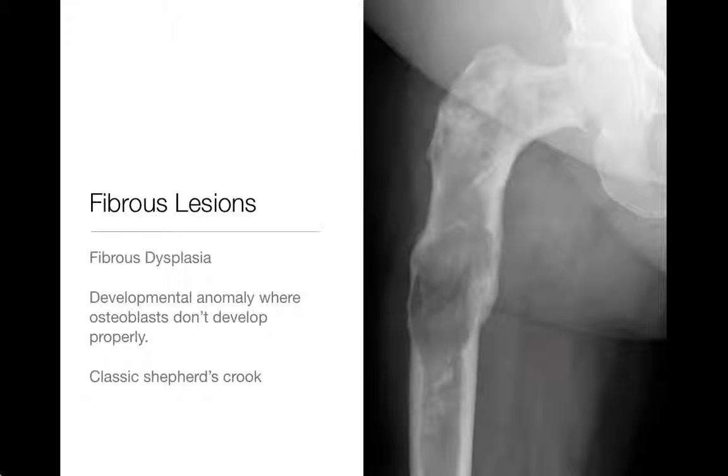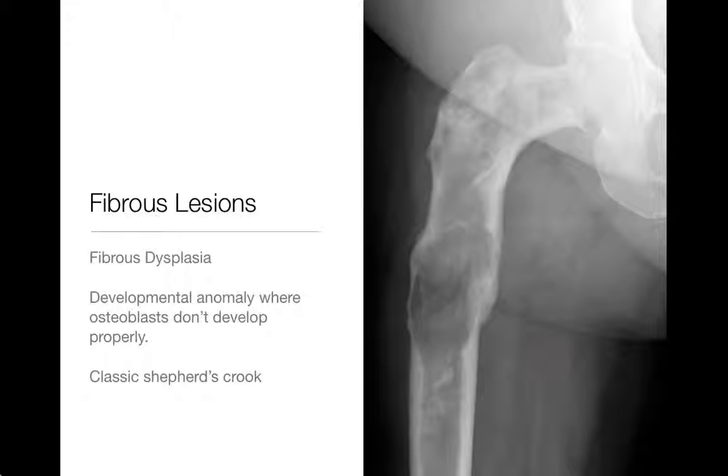Fibrous dysplasia is not really a bone tumor per se, it's more of a developmental anomaly. The osteoblasts in the bone don't quite develop properly, and you end up with this long area of abnormal bone. And this typically occurs when it's monostotic as a long segment lesion in a long bone. That's the classic appearance of fibrous dysplasia, though it can look like many different things, and it can occur in all kinds of bones.